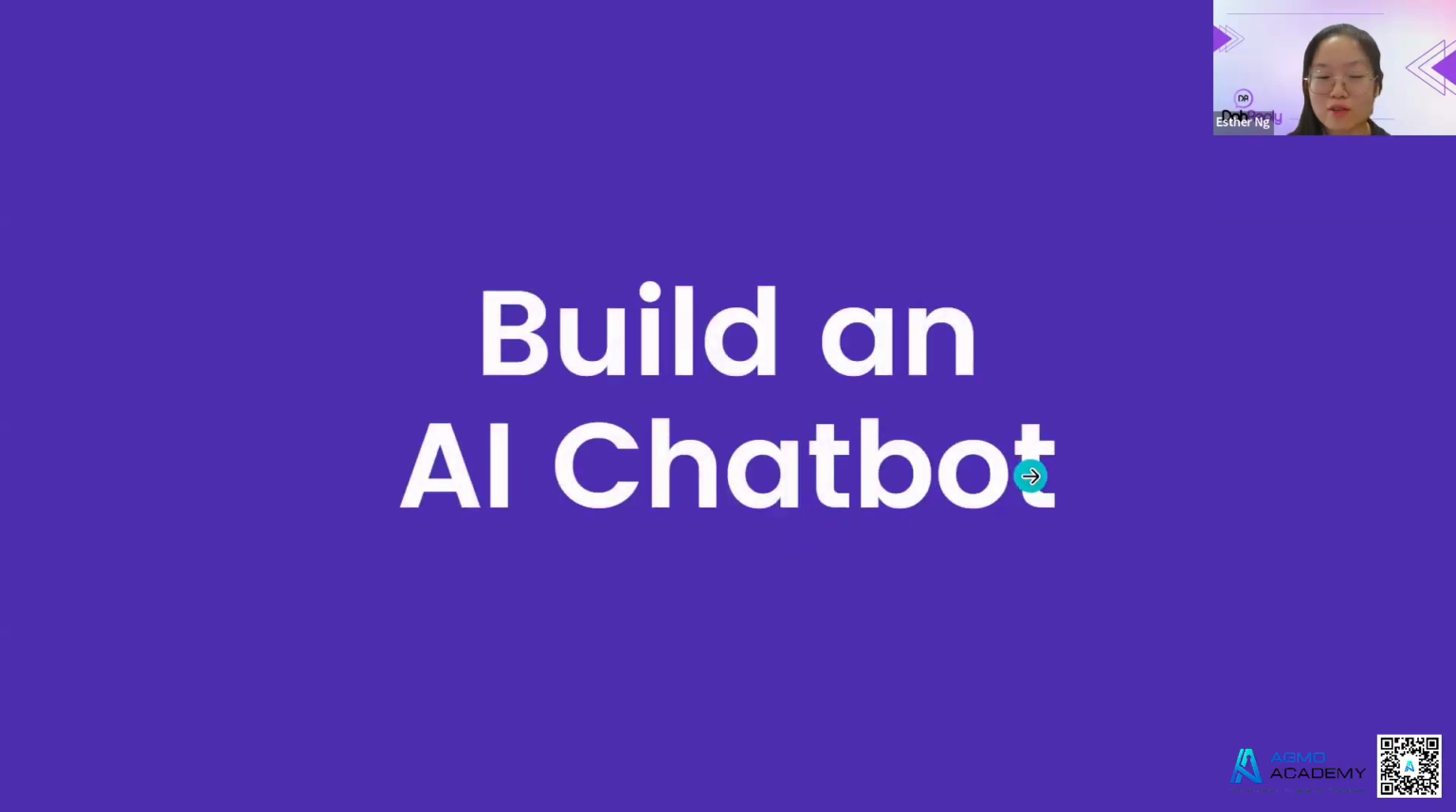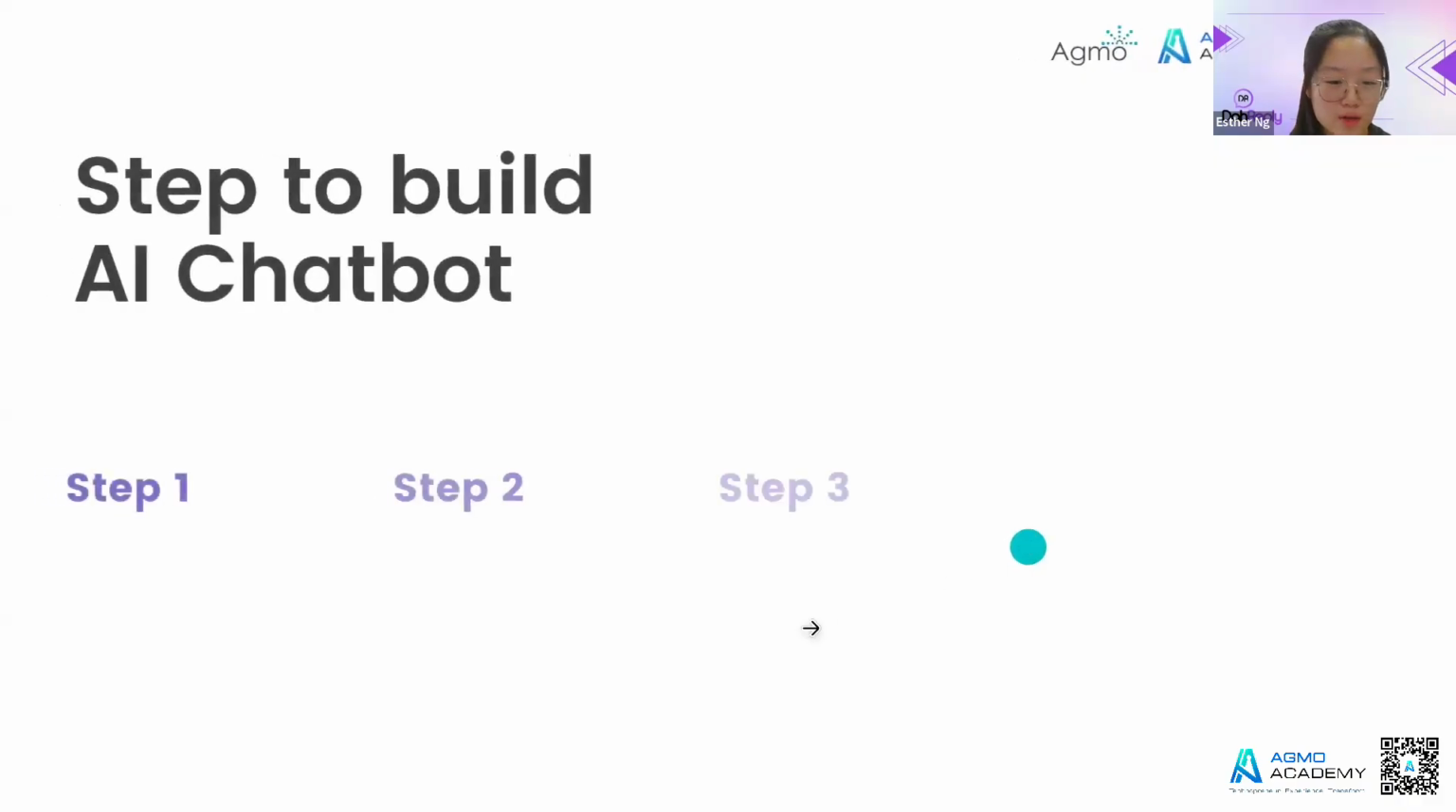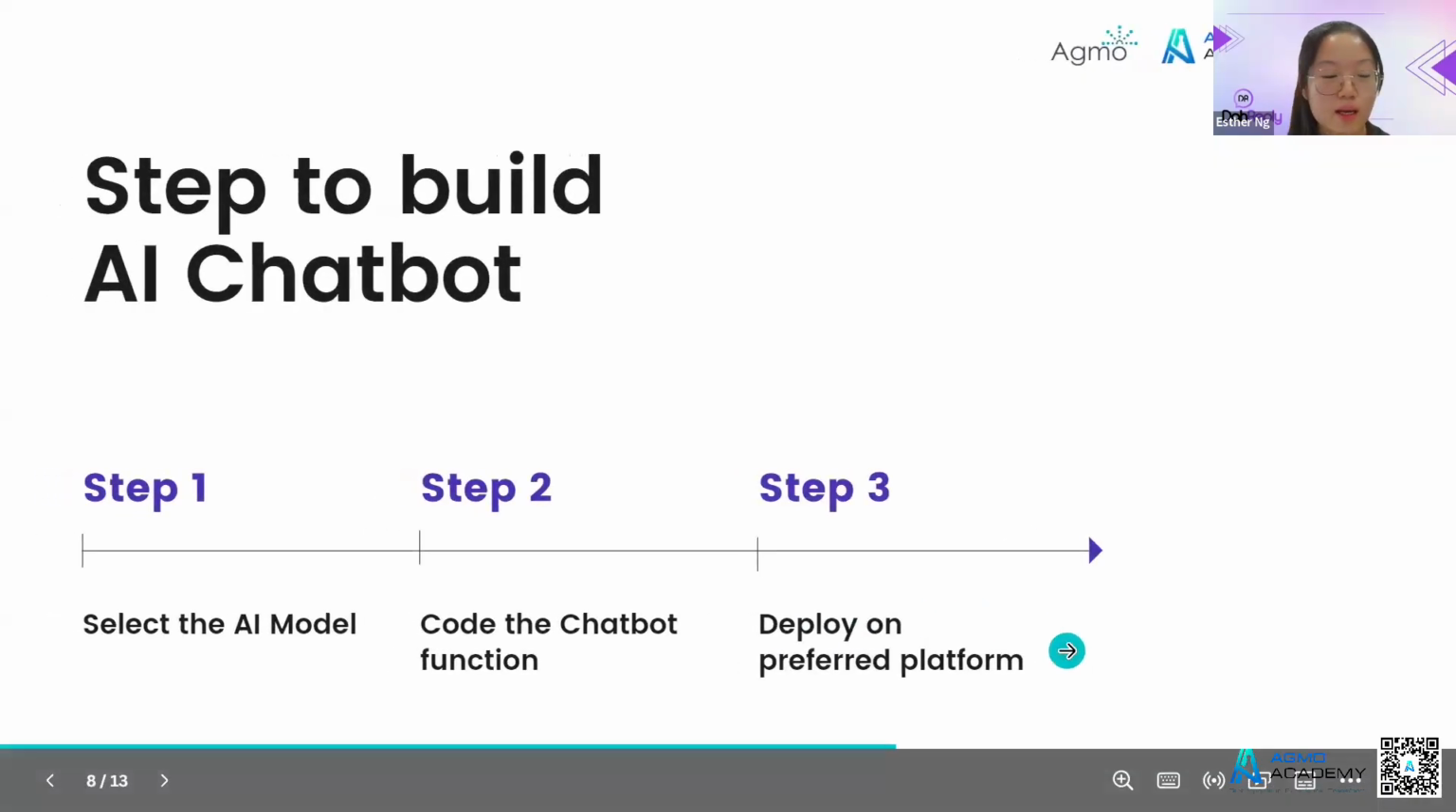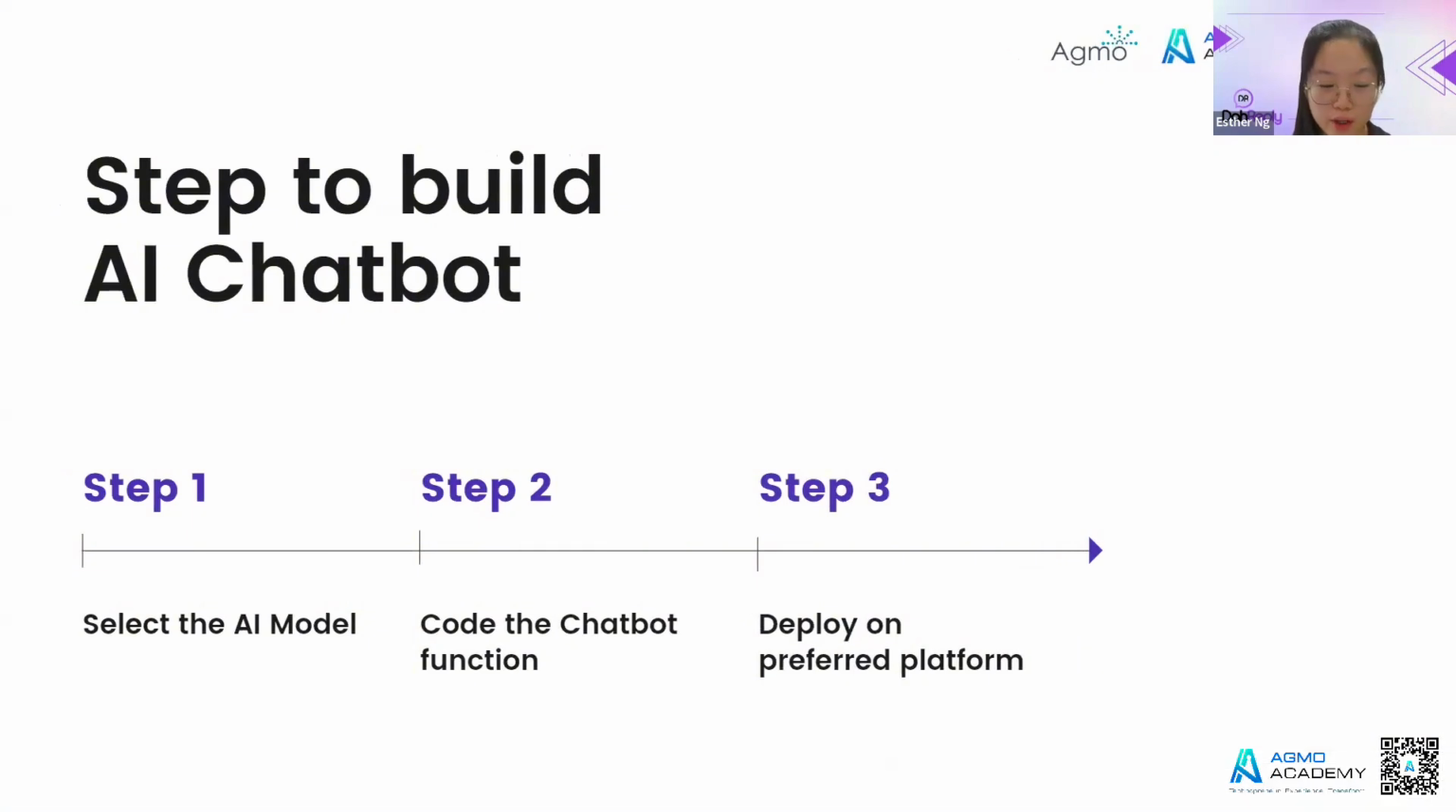So all of that looks very amazing, but how does one actually build an AI chatbot? So we've simplified the process to talk about 3 key steps. The first one is to select an AI model. So there are multiple kinds of AI models. You might have heard of Llama, ChatGPT.